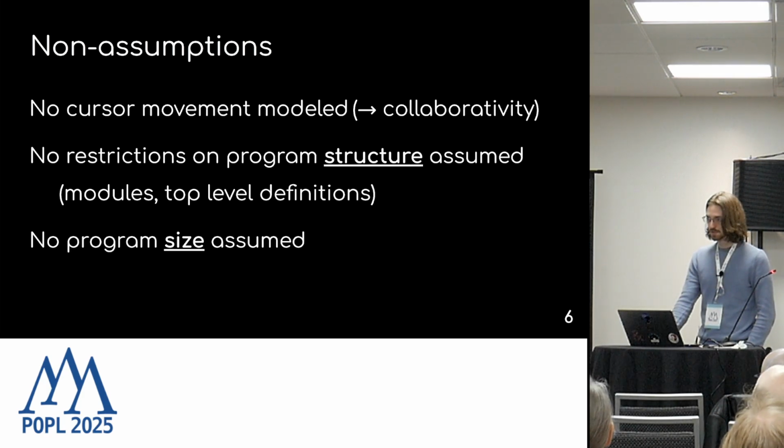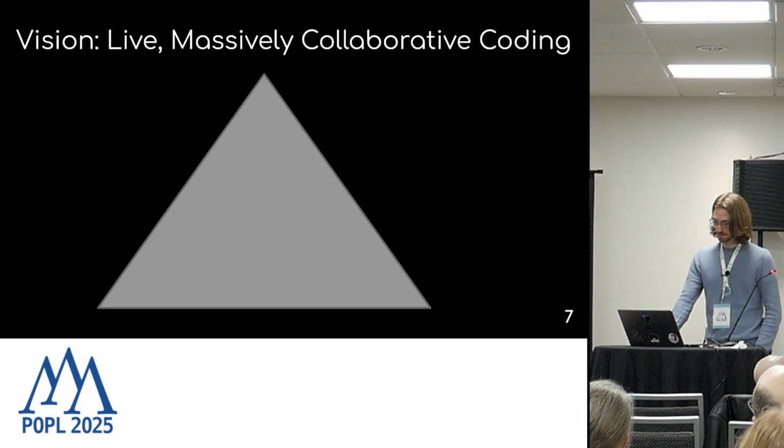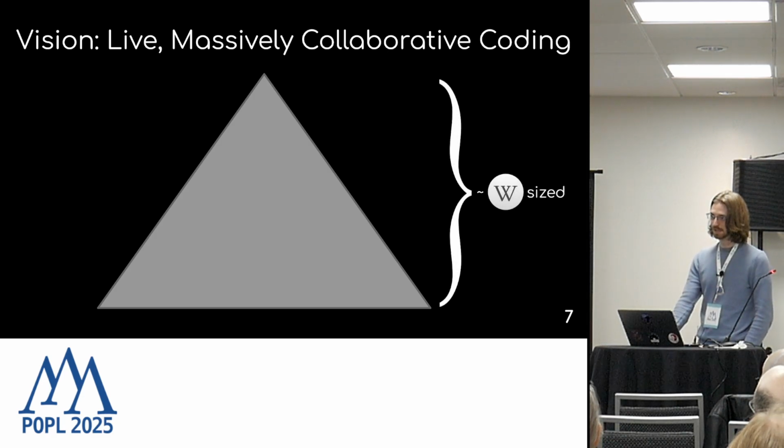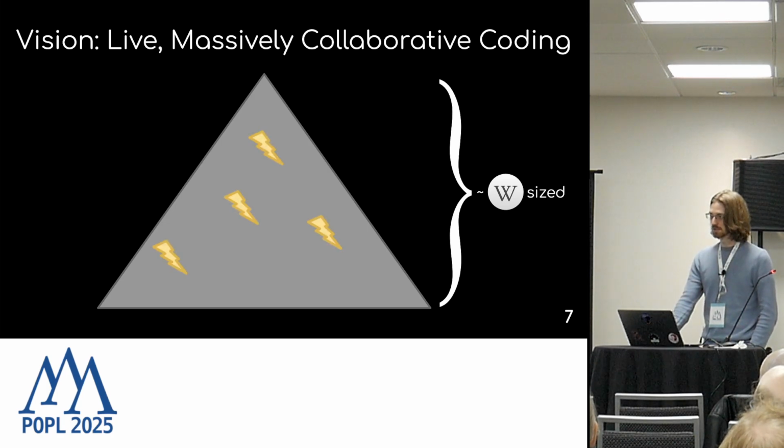And we don't assume a particular bound on the program size. So to elaborate on that last point, we're guided by this very aspirational vision of live, massively collaborative programming. So if we imagine that there's one giant program, say the size of Wikipedia, that everyone in the world can be editing at the same time collaboratively, also like Wikipedia.